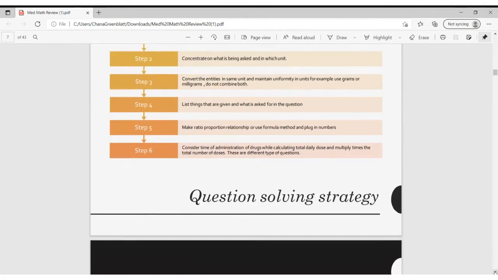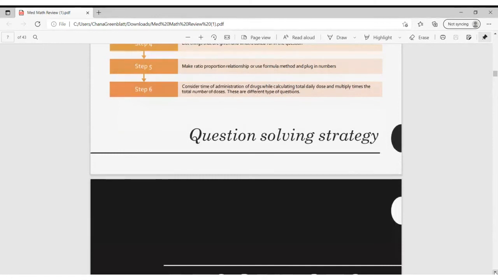Most of these questions are, what do I have and what do I need? So write down what you have, which would be your formulation of the drug, and what you need, which is the prescription. Really identify the different components so that you can plug them back into the question.